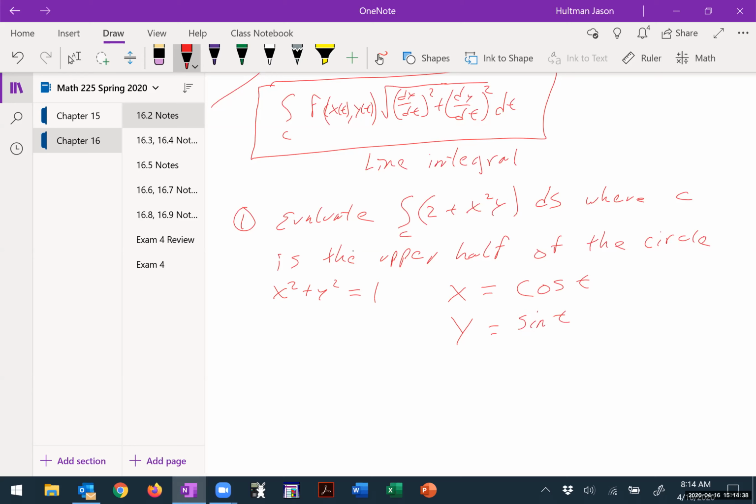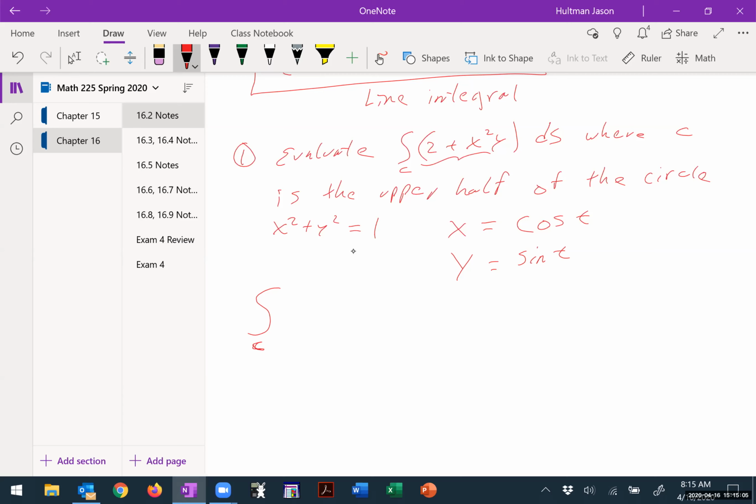Now, what does the equation look like to get my line integral? It's the integral over C, so we have to figure out what is happening over C to get my limits of integration. And then we're going to do f of x of t, y of t. That's this function, 2 plus x squared y. So this is 2 plus x of t squared. But what is x with respect to t? Isn't that cosine of t, or cosine squared t?